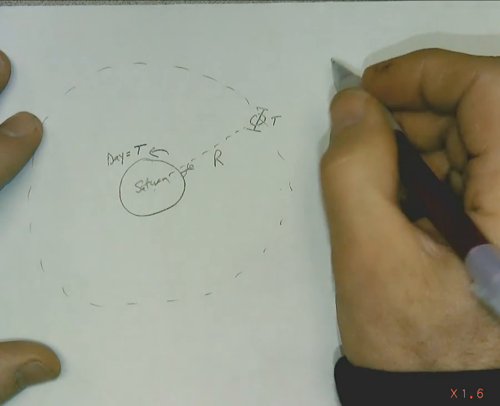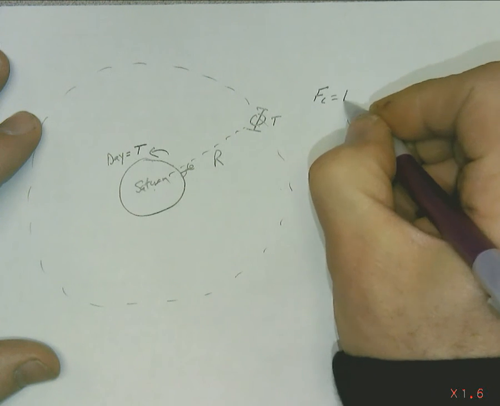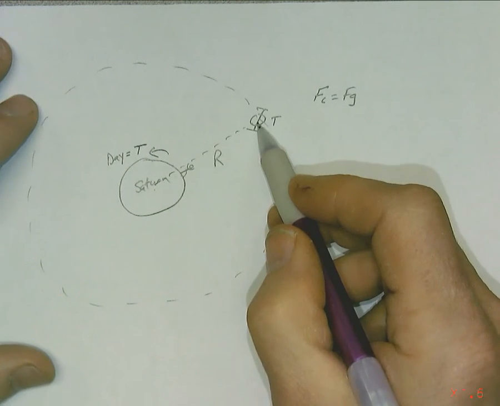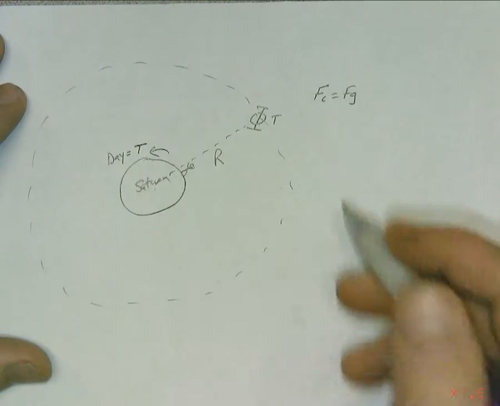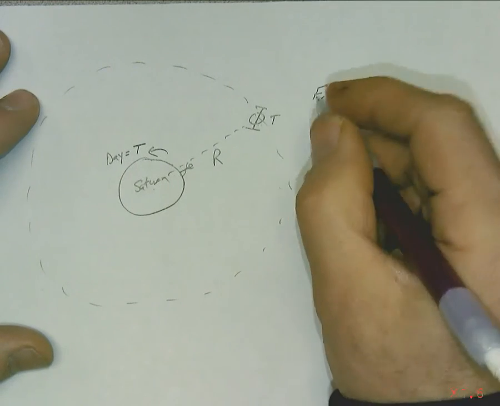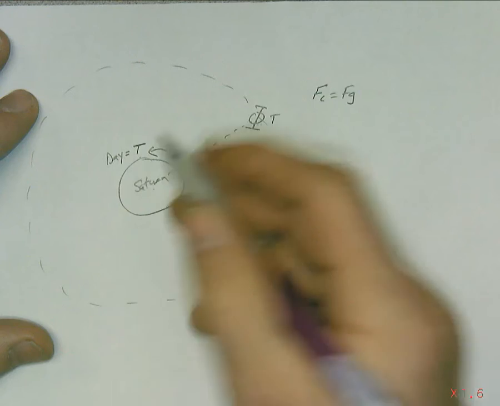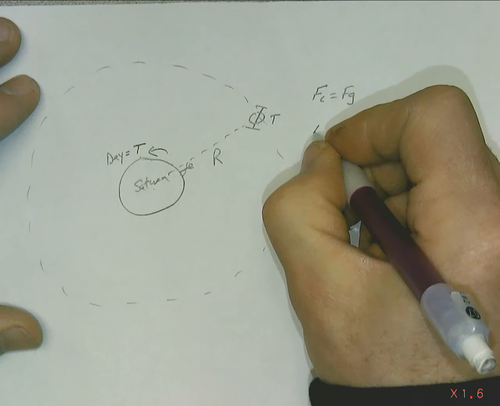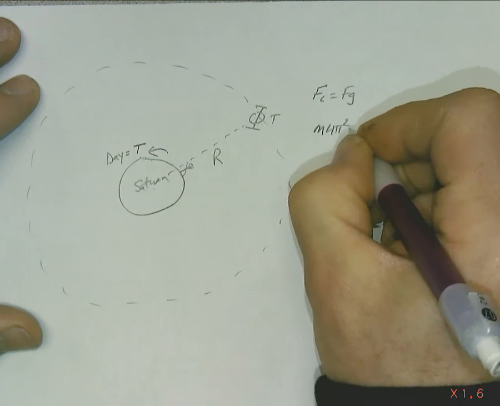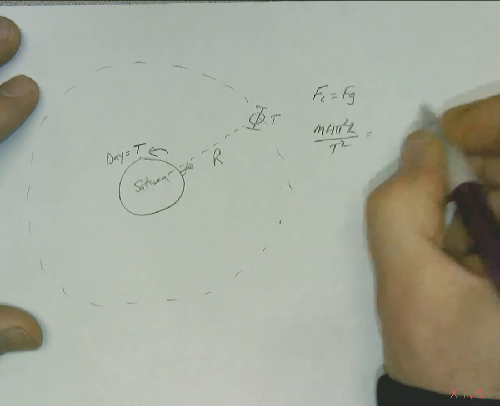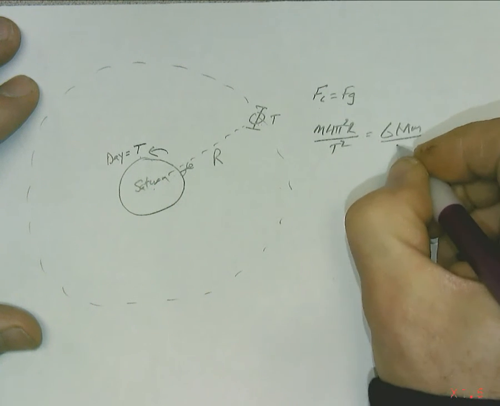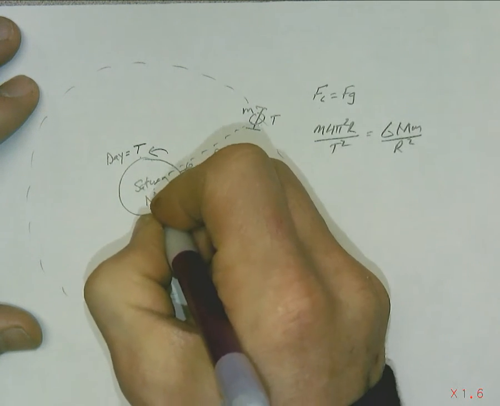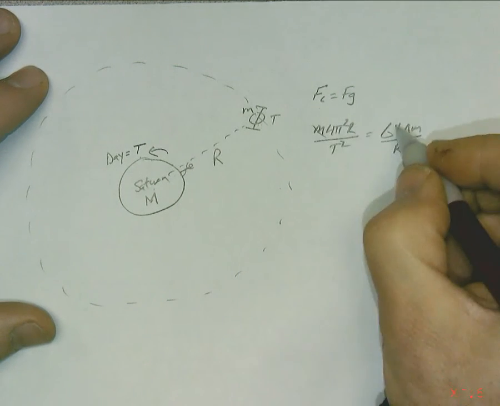So we start with our basic concept that Fc is equal to Fg. The centripetal force needed by the satellite to go into the orbit that's required is provided by gravity. And since we have the period, we don't have the speed, we're going to use the period form of centripetal force. m 4 pi squared r over t squared is equal to big G, big M, little m, over r squared. Now this is little m here. This is big M. And little m goes away.